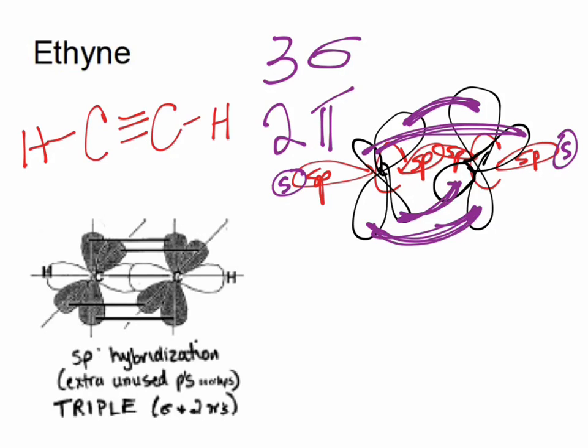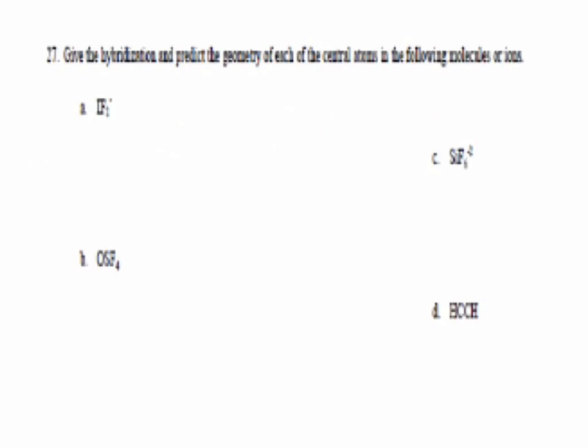So once we can start drawing it, it might look a little bit easier. Everybody good with just drawing before I go to the next slide? Okay, so here we go. I have IF2 minus. It wants to know the hybridization and the geometry on the central atom. So if I have IF2, with a -1, we do needed, available, shared.